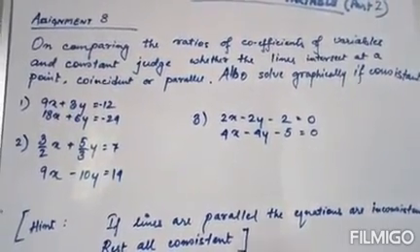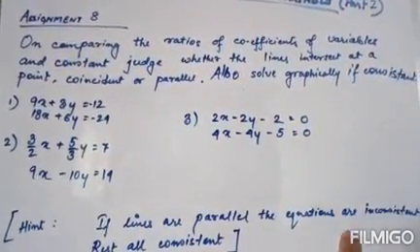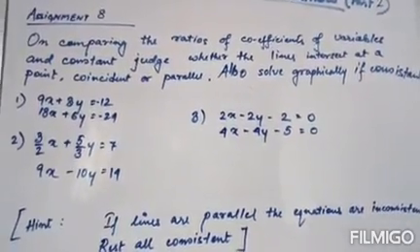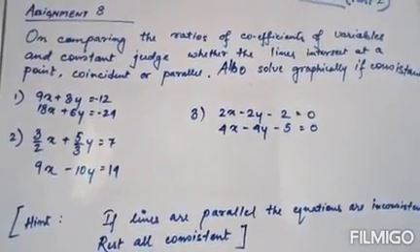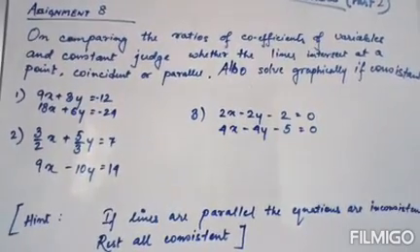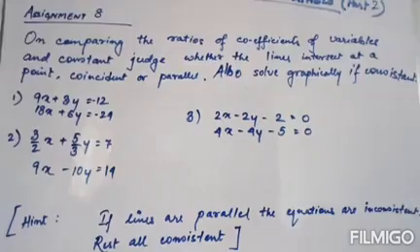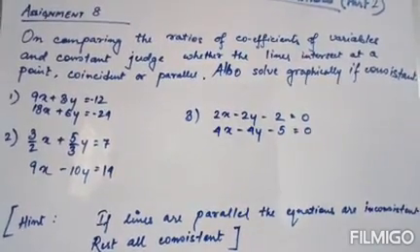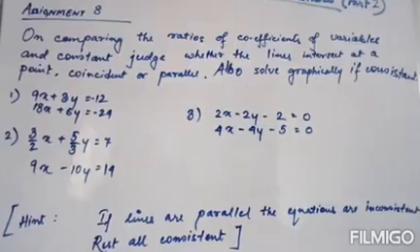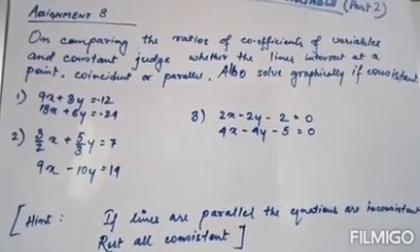Okay, now one hint I have given: if the lines are parallel, the equations are inconsistent, and the rest are all consistent. Only if they are parallel lines, those cannot be solved. There will be no unique solution for them, and in that case it will be inconsistent. Okay, and for the rest of the equations it will be consistent.